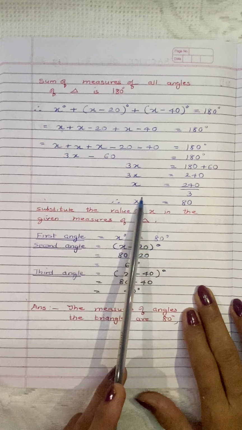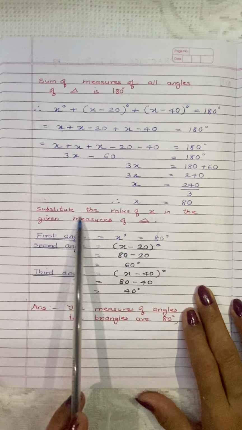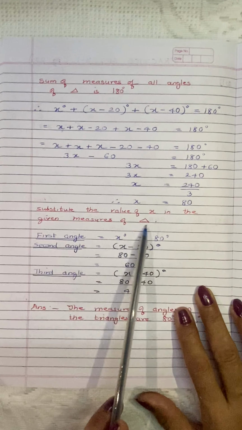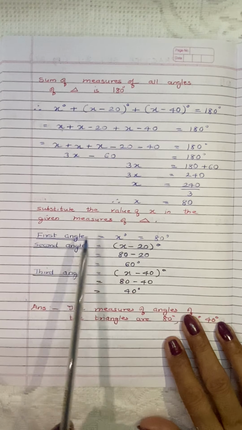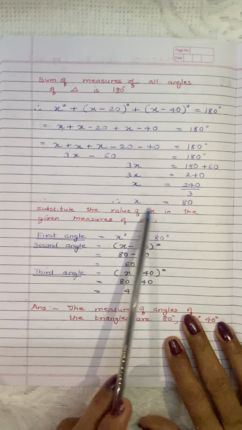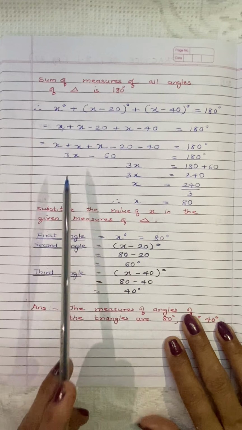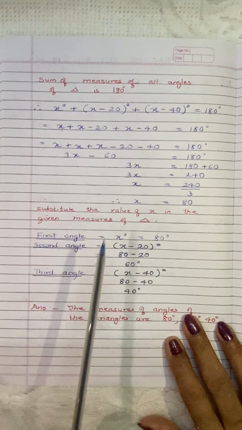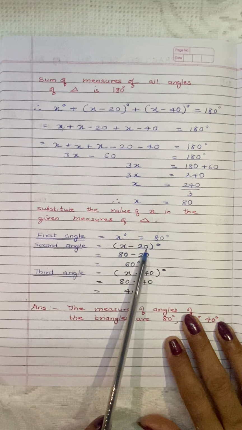Now we have got the value of x. Substitute the value of x in the given measures of triangles. So first angle is x degree. So x value we have got it as 80 degree. Second angle is x minus 20 degree.